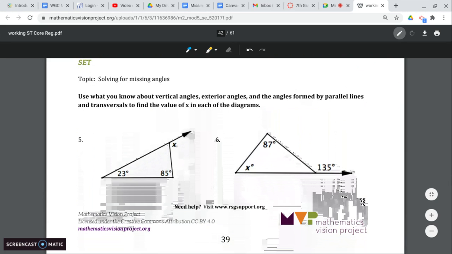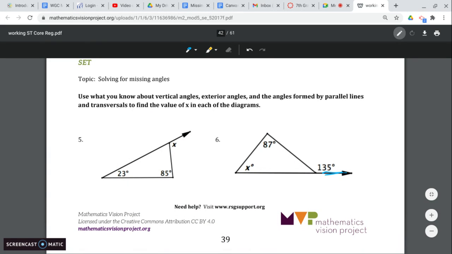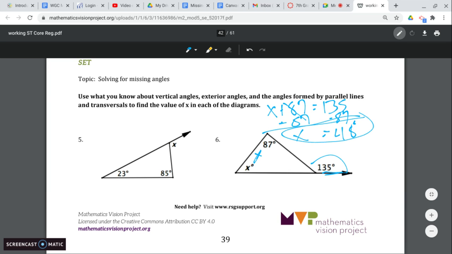So we're going to do number 6. Remember, when we have the angle on the outside of a triangle, that exterior angle, the exterior angle equals the sum of the two remote interiors. So x plus 87 equals 135. We'll subtract 87 and we get 48. So x equals 48 degrees is our solution.